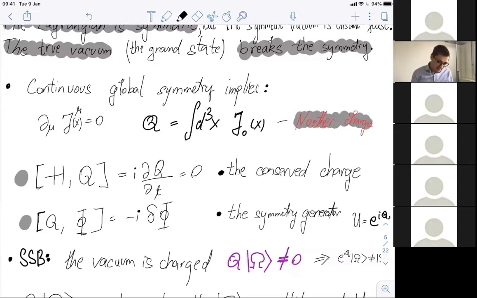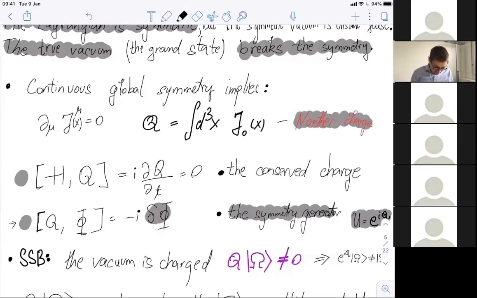And you can see this by this commutation relation over here. If you do the commutator of the charge with a field, you will get the variation of the field. And if you exponentiate this relation, you will get the transformation. So the conserved charge is the symmetry generator, and the transformation is the exponent of the charge, as we discussed last time.